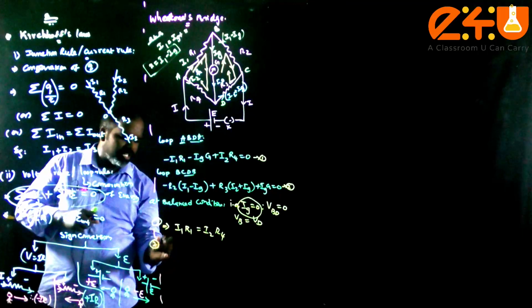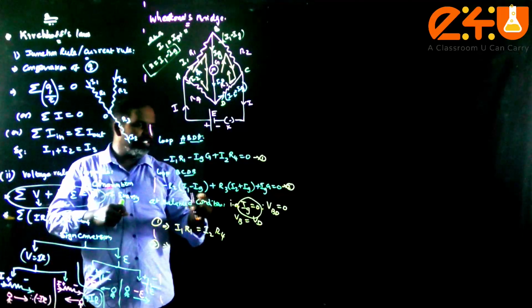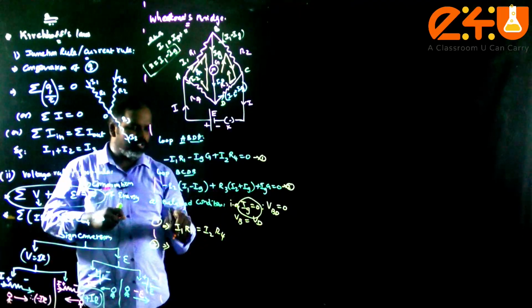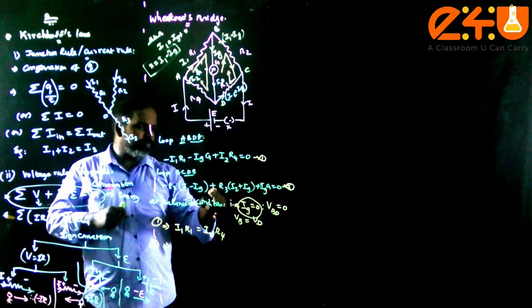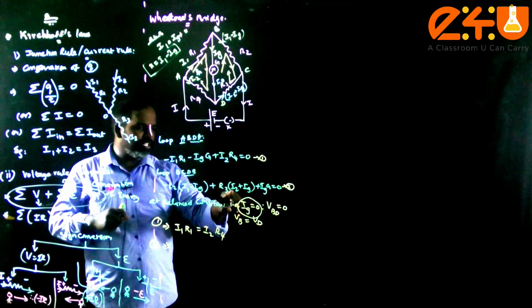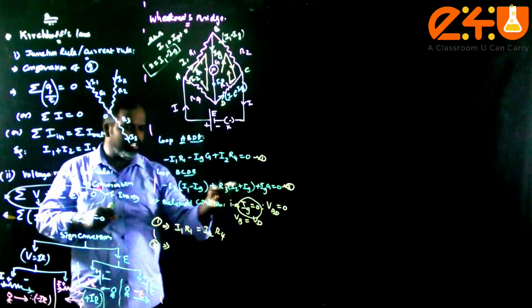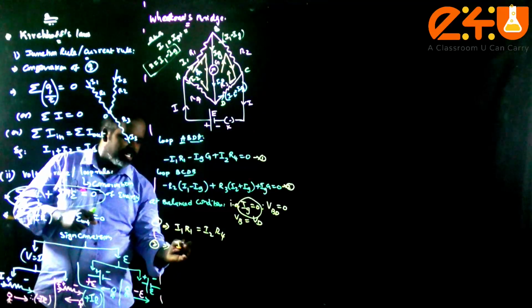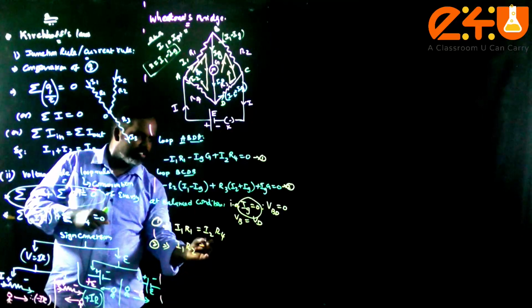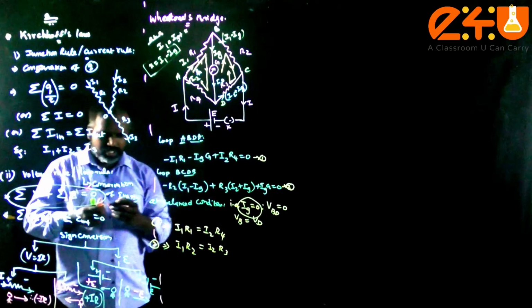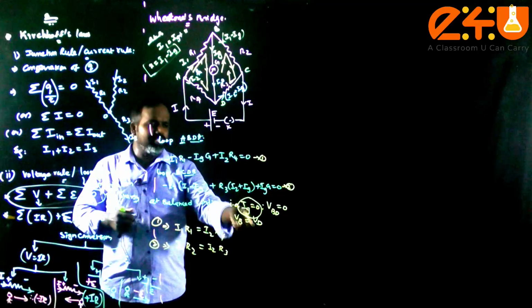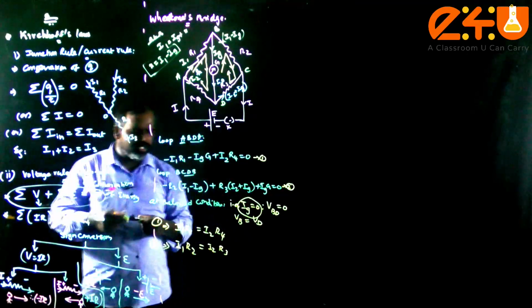Similarly, the second equation becomes Ig equal to 0. The remaining term is minus I1 R2 plus I2 R3. Taking that to the right side, the negative sign gets cancelled out. Therefore, I1 R2 is equal to I2 R3. So this is the expression after putting these conditions.